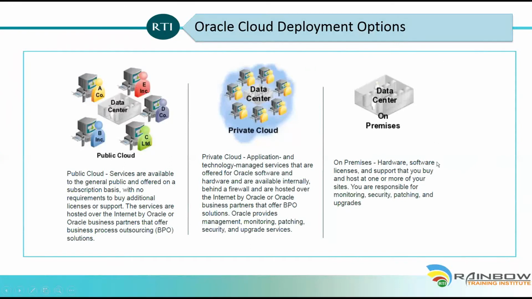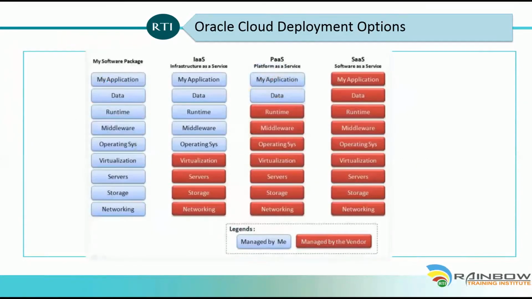That is called hybrid. That is called fourth options. So we have varying options available. Based on these deployment options, Oracle categorizes the offerings in three ways. That is called SaaS, PaaS, and IaaS. SaaS is software as a service, PaaS is platform as a service, and IaaS is infrastructure as a service.